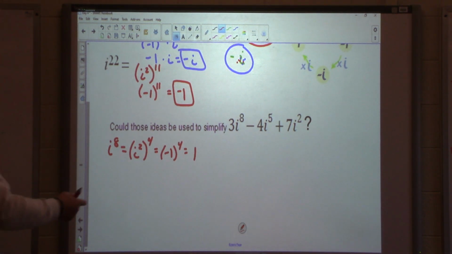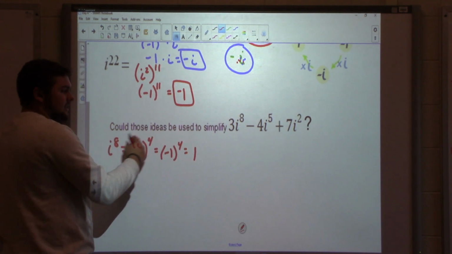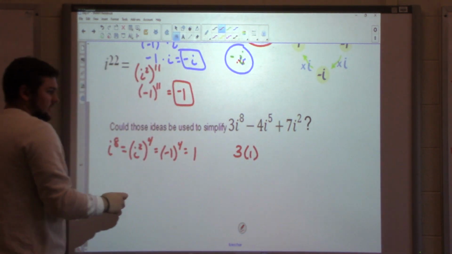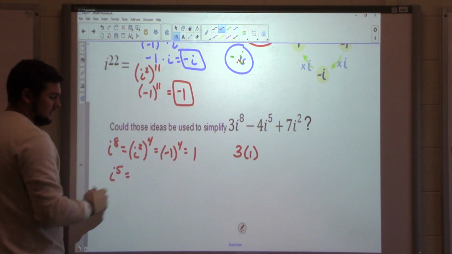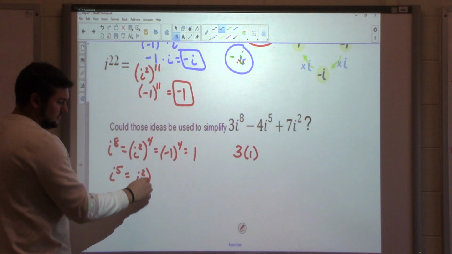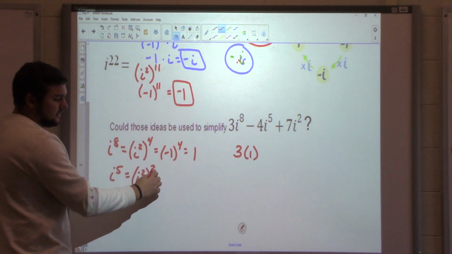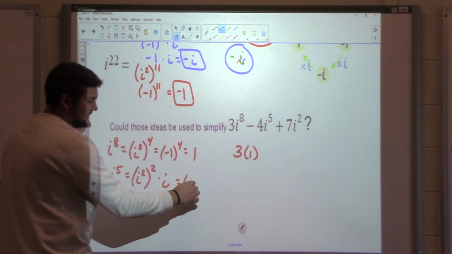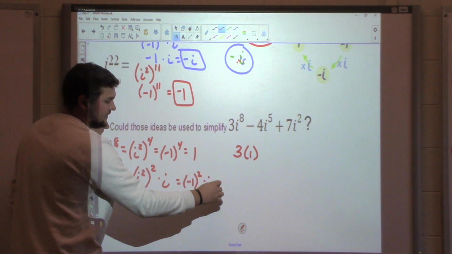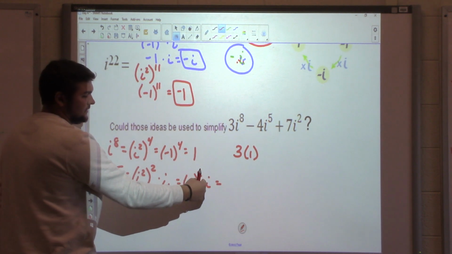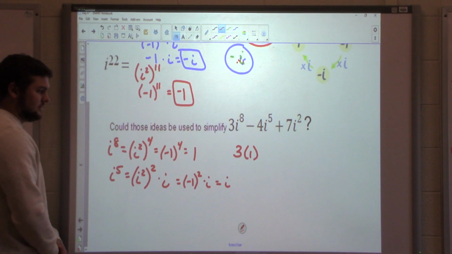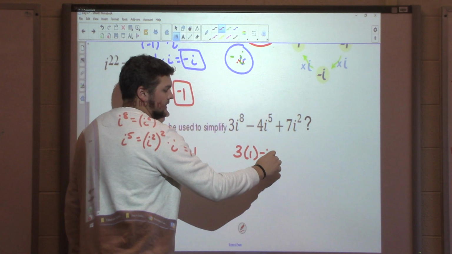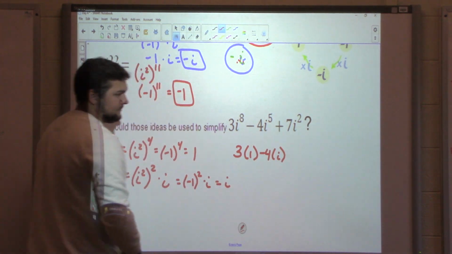Right? So, when I go to rewrite this now, instead of writing i to the 8th, I'm going to write 1. So 3 times 1. Then what is going to be i to the 5th? Well, 2 goes into 5 2 times. That only gets me to 4 though, so I'm going to multiply by 1 more i. So I get negative 1 squared times i, which negative 1 squared is 1, times i is i. So instead of writing i to the 5th, I'm going to write just i. So minus 4 times i.